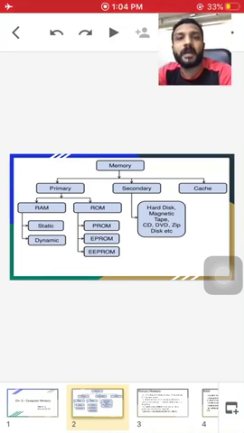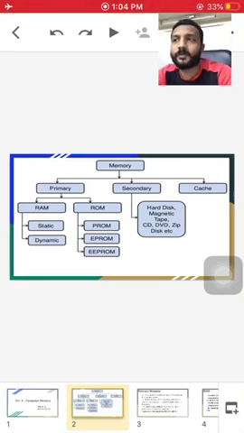The primary memory is divided into RAM and ROM, and then the RAM is further divided into three categories: static RAM, dynamic RAM, and magnetoresistive RAM. The third one is not mentioned in the image which I'm showing you right now. In today's video we are going to discuss primary memory, RAM, and different types of RAM.